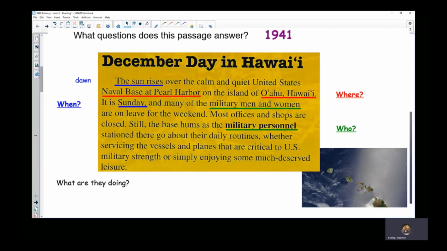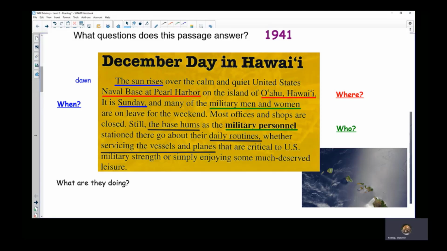What are they doing? So we have these people, the military personnel. What are they doing right now? Just seems like they're lounging. Okay. Some of them are lounging, but some of them seem to have to work on Sunday morning even. Okay. Where do you get that from in the text? Well, the base hums. I'm thinking humming is like a working, things are happening. Okay. Daily routines. So whatever that is. Right. Servicing the planes and vessels. Okay, that's definitely work. Unless you're a hobbyist, but yeah, that's definitely work.